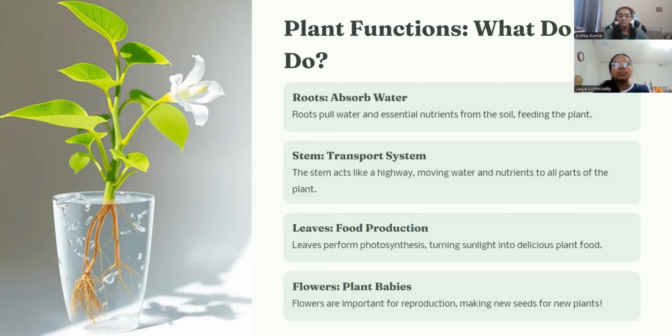Leaves are the food production systems. Leaves perform photosynthesis, like we talked about before. They take the products from the roots and they turn the sunlight into delicious plant food. Flowers, they are plant babies. Flowers are important for reproduction, making new seeds for new plants.